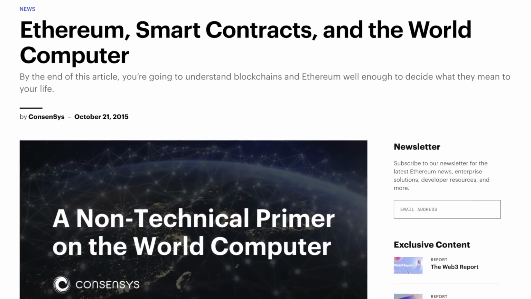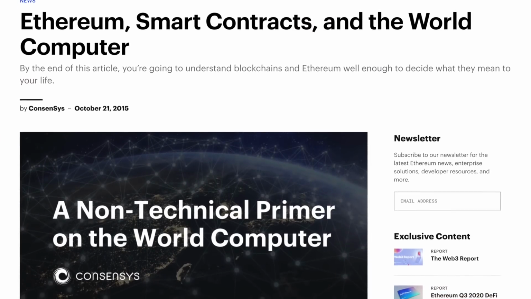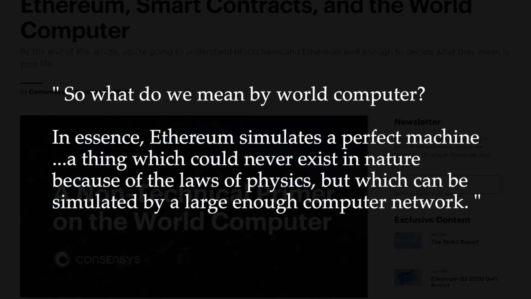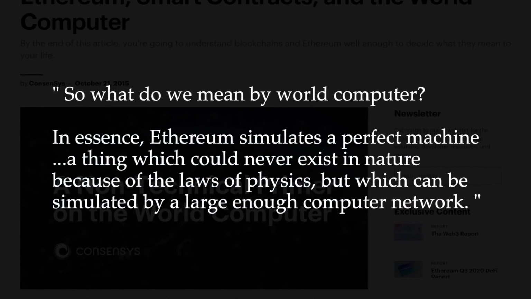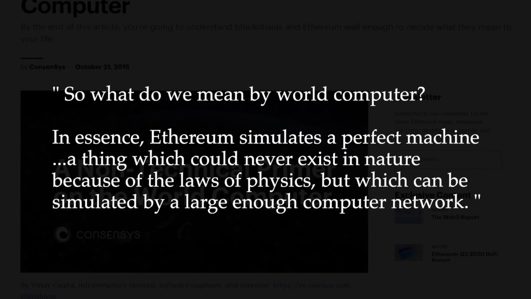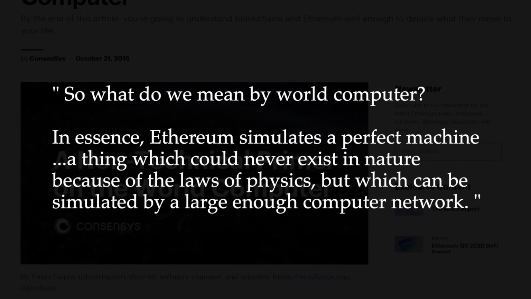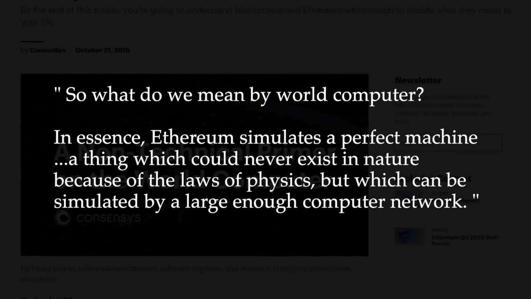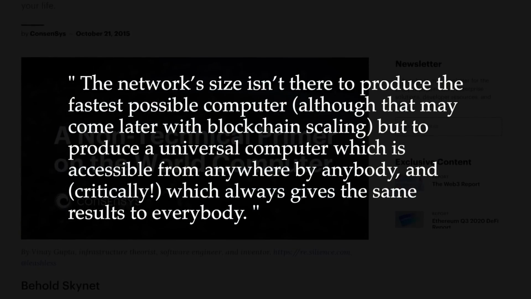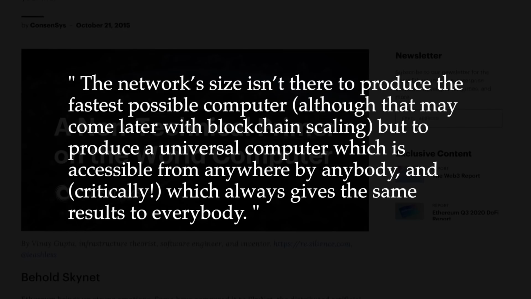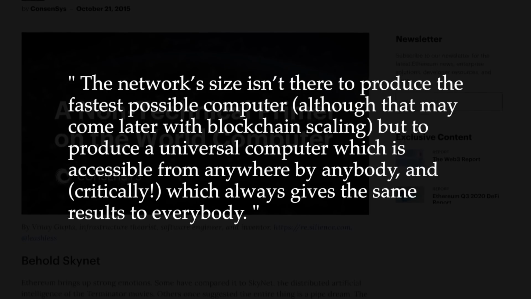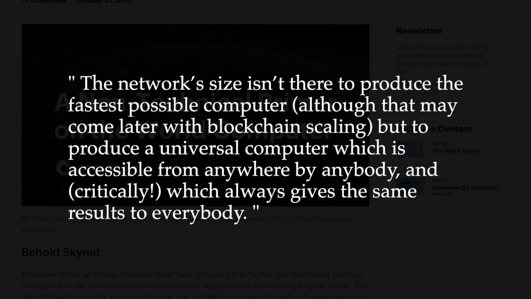If you didn't know, when Ethereum was first released, it was described as the world's computer. The Consensys article on this topic states, "So what do we mean by world computer? In essence, Ethereum simulates a perfect machine, a thing which could never exist in nature because of the laws of physics, but which can be simulated by a large enough computer network. The network size isn't there to produce the fastest possible computer, although that may come later with blockchain scaling, but to produce a universal computer, which is accessible from anywhere by anybody, and critically, which always gives the same results to everybody."